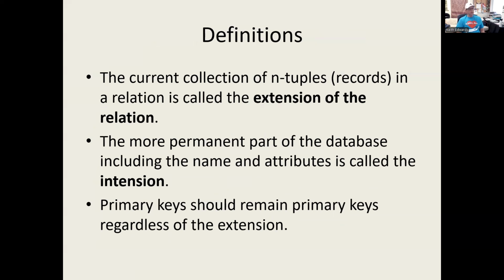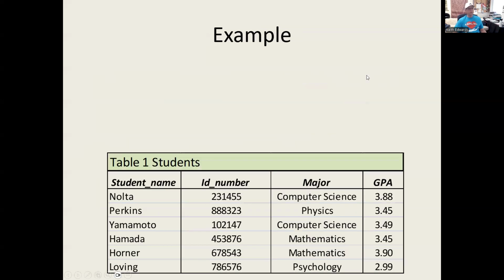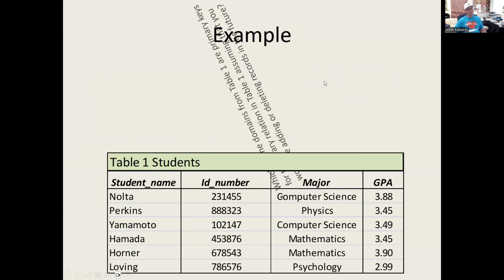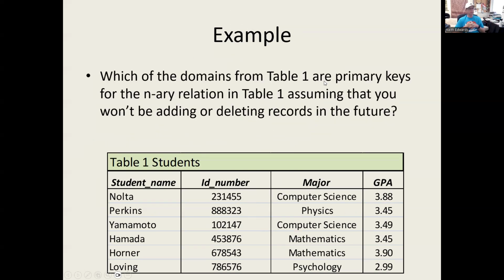The current collection of n-tuples or records in a relation is called the extension of the relation, and the more permanent part of the database, including the name and attributes, is called the intension. Primary keys, again, should remain primary keys regardless of the extension. So in this example, I think I gave away the house a couple slides ago. Which of these domains are primary keys?